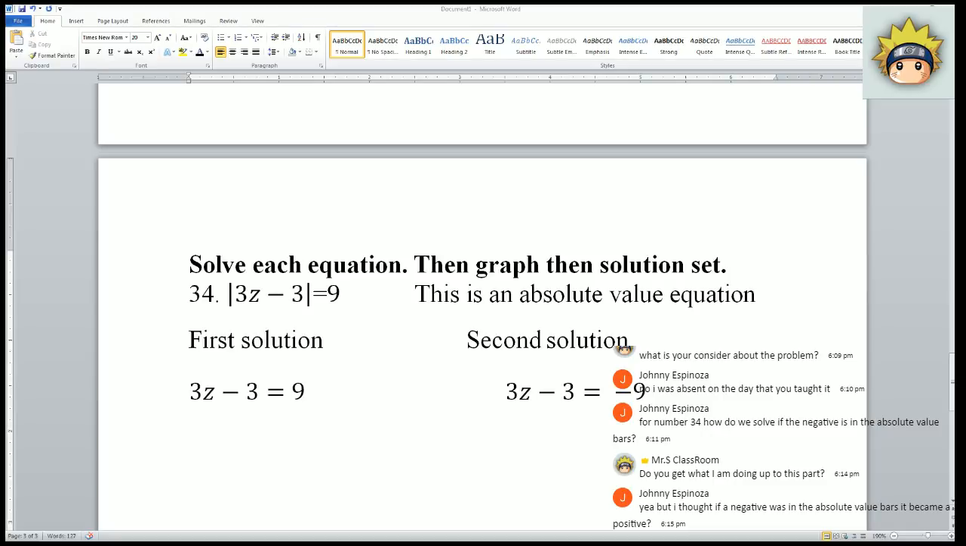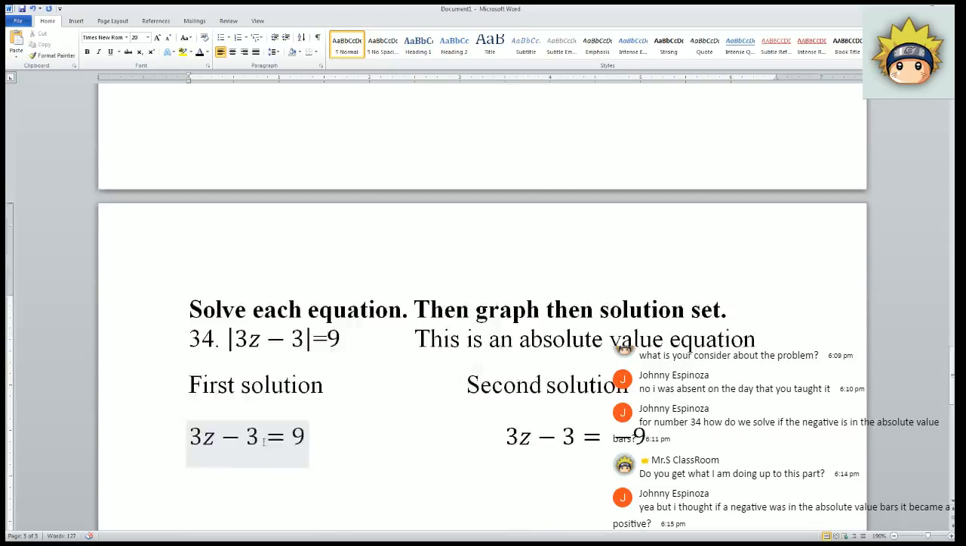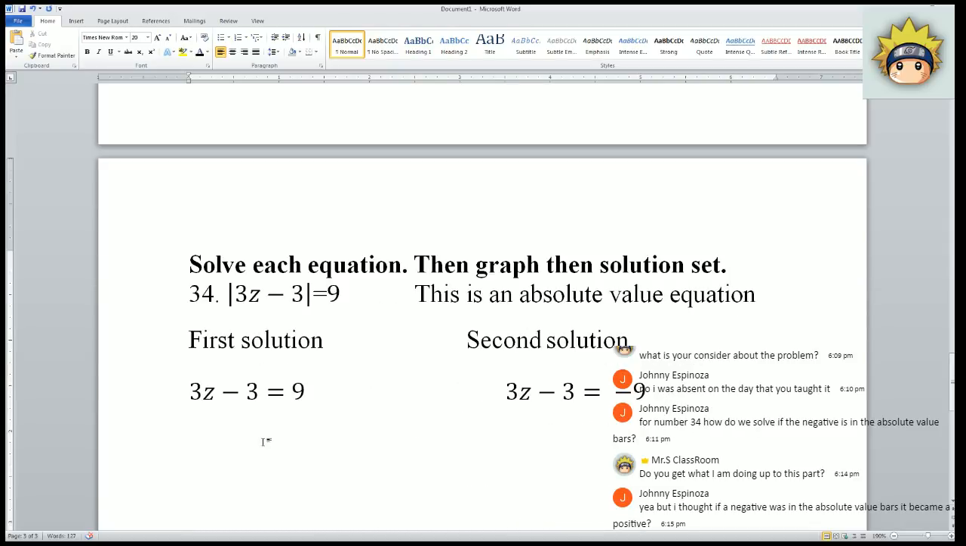Yes, but I thought if a negative was in the absolute value, it becomes a positive. No, it doesn't. The absolute value just tells us that there are two answers, a positive solution and a negative solution. Okay? So from here, can you carry on from this part?